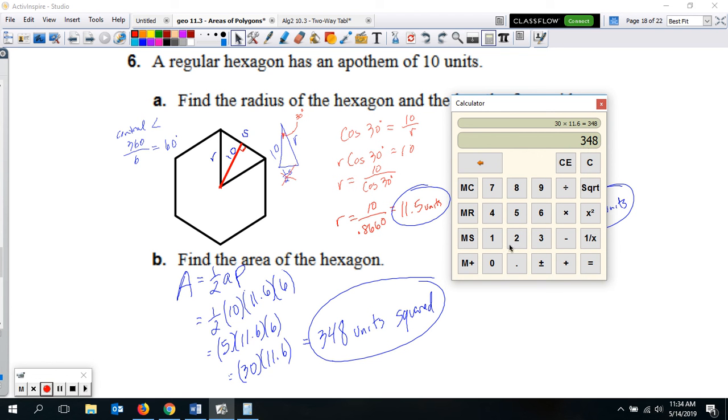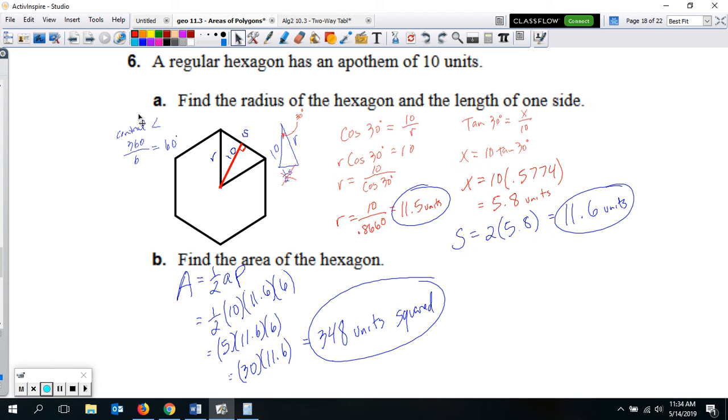So there it is. There was no rounding you had to do on that one. All right, so that concludes our 11.3 lesson, and I guess we'll see you later.